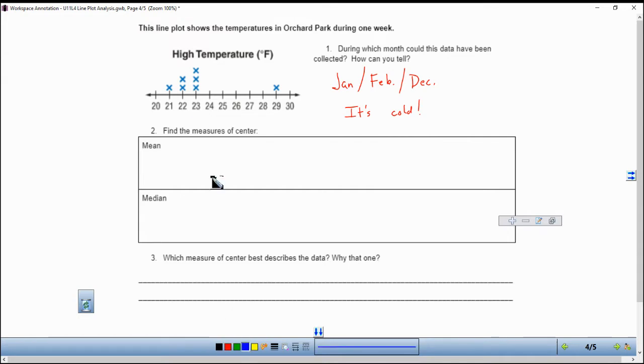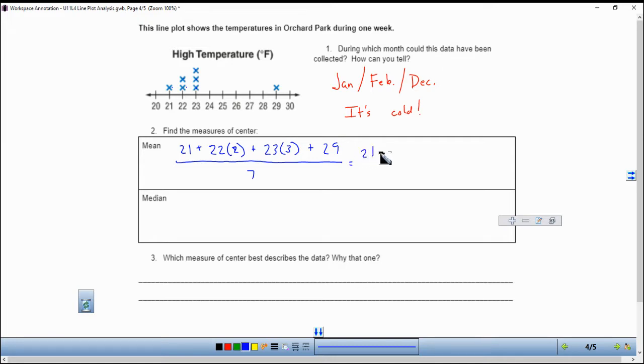All right, let's check out the mean. The mean is when we add these all up and divide by how many data points. So we have 1 21. I'm just going to write 21 by itself because there's only one of them. 2 22s, that's when we multiply, 22 times 2. Plus 3 23s, 23 times 3. Plus a single solitary 29. And we're going to divide that by how many data points we have, which was 1, 2, 3, 4, 5, 6, 7. Divided by 7.